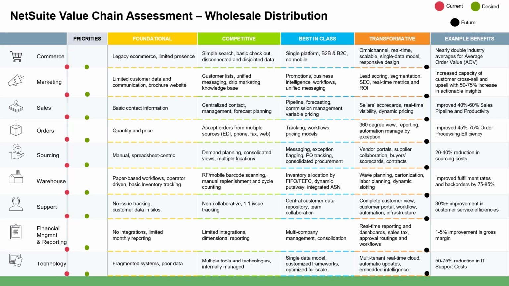This is one example of a wholesale distribution business, but different verticals would have different metrics that are important to them. And it's quite important for us to use the red dots to understand where your organization is currently. The green dots we would slide over to where you want to go.